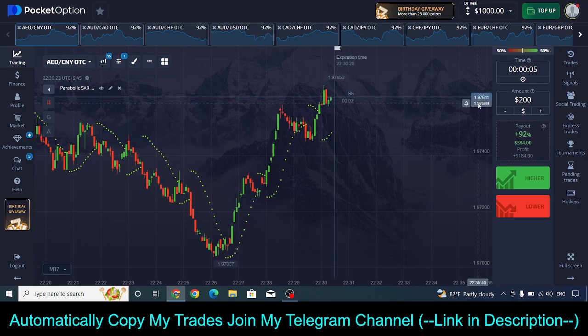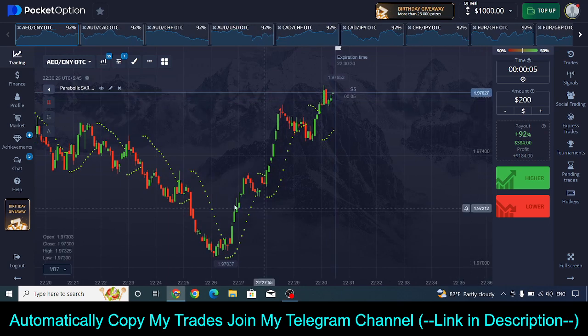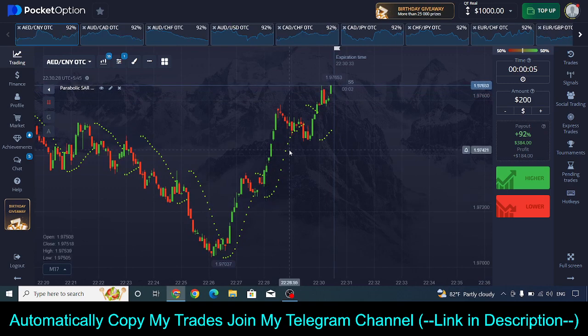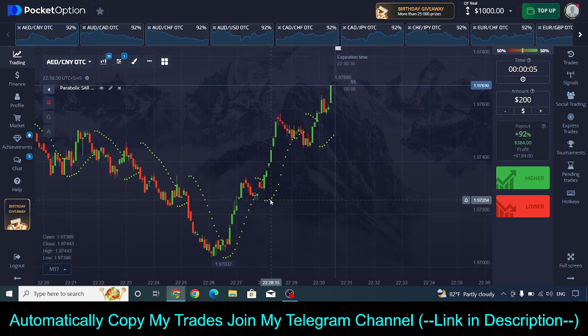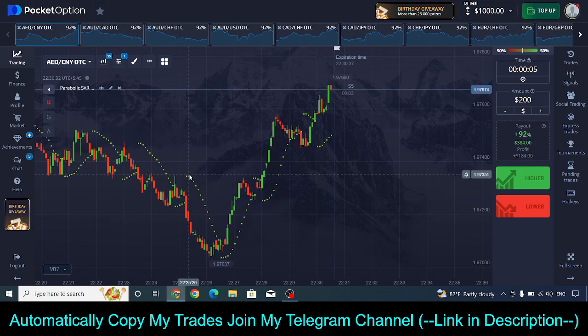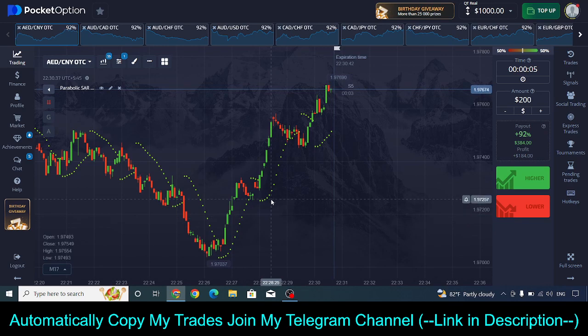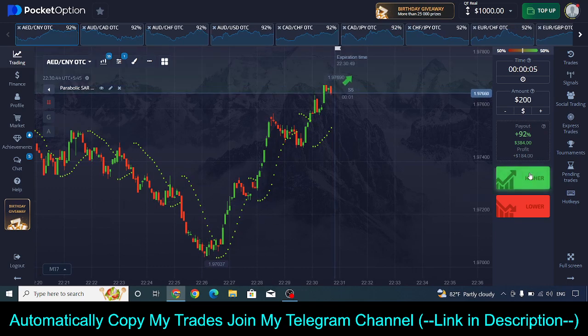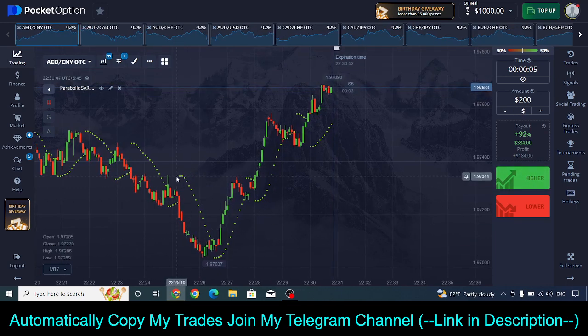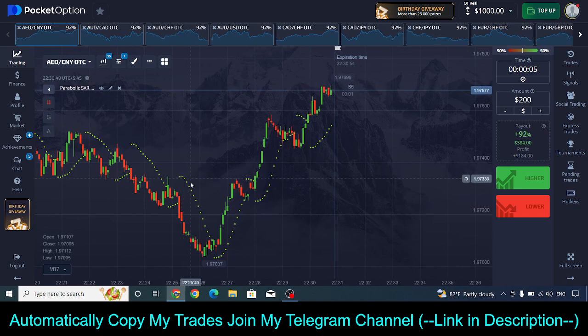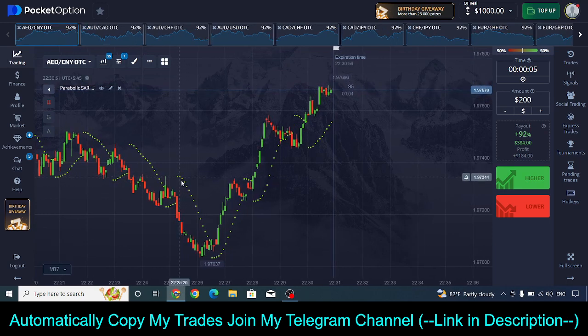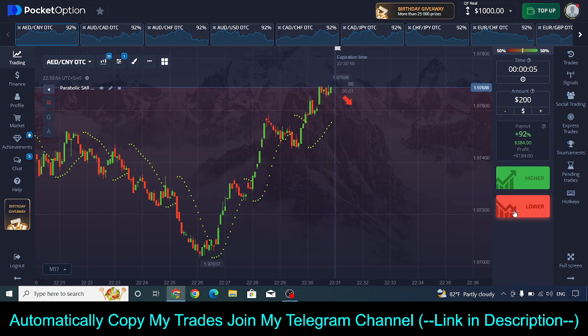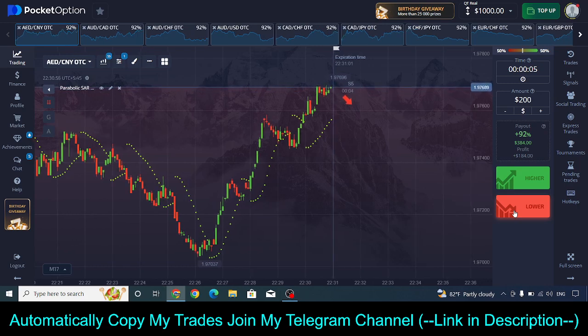Now the trading strategy is basically very simple. If the Parabolic SAR dot is below the candles, then it is called an uptrend. And if the Parabolic SAR indicator is above the candles, then that means it is a downtrend. Whenever Parabolic SAR dots are below the candles and the second dot is forming, you need to make a trade by clicking on higher. Similarly, if the Parabolic SAR dots are above the candles and the second dot is forming, at that time you need to make a trade by clicking on lower. This strategy is as simple as this.